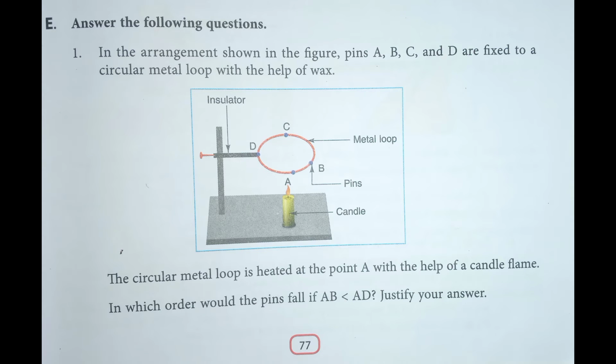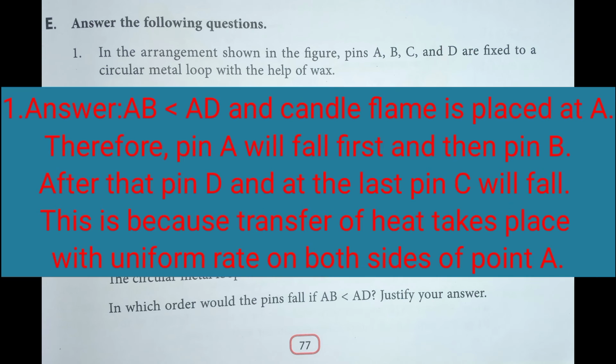Part E. Answer the following question. Question number 1. In the arrangement shown in the figure, pins A, B, C and D are fixed to a circular metal loop with the help of wax. The circular metal loop is heated at the point A with the help of a candle flame. In which order would the pins fall if AB is greater than AD? Justify your answer. Answer. AB is greater than AD and candle flame is placed at A. Therefore, pin A will fall first and then pin B.